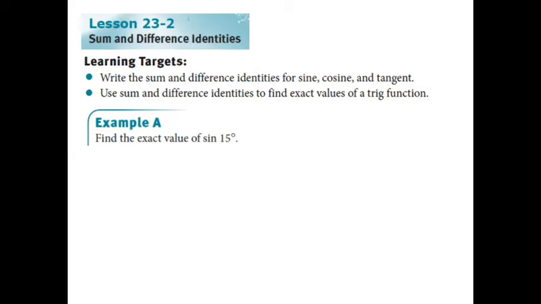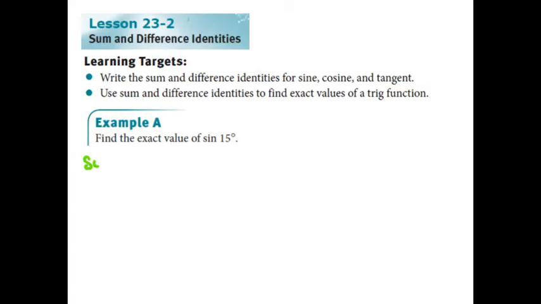We're asked to find the exact value of the sine of 15 degrees. Now, whenever we're looking for exact values, that means we don't want to use our calculator because our calculator is going to give us an approximation, a decimal number. We want to use unit circle angles. And this is one way where the sum and difference identities can help us.